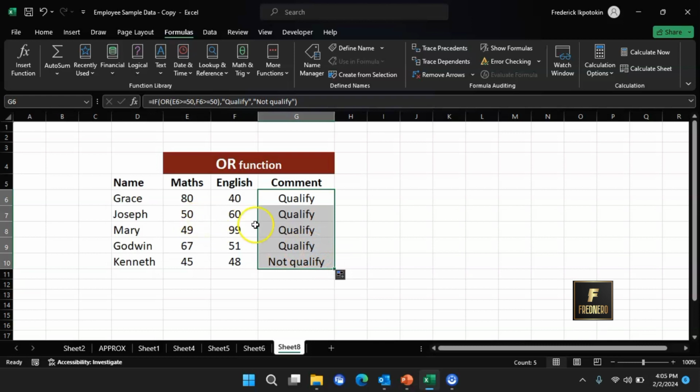Good. Now you can see that they all qualify except for Kenneth. The reason is because both conditions were not met. That's to say, neither of the conditions was met. So Kenneth did not qualify. So you now know the difference between the OR function and the AND function.